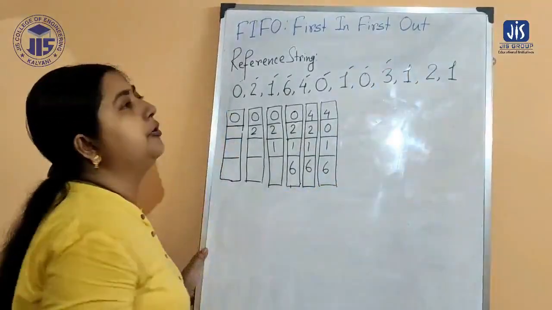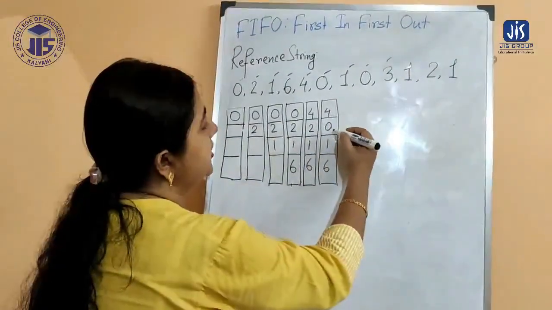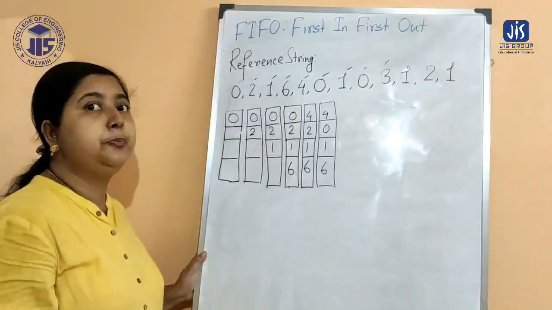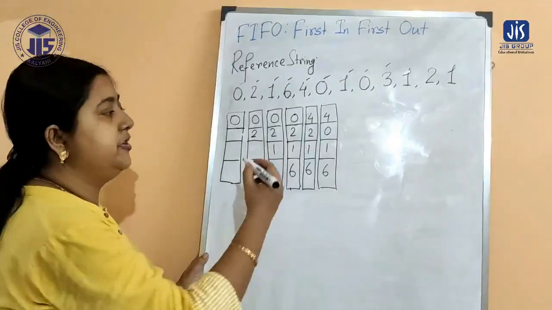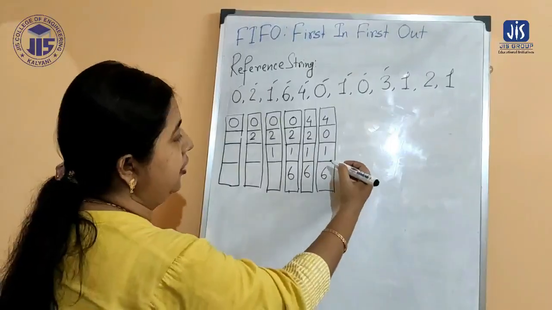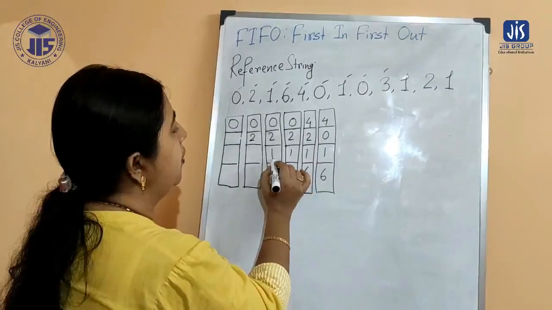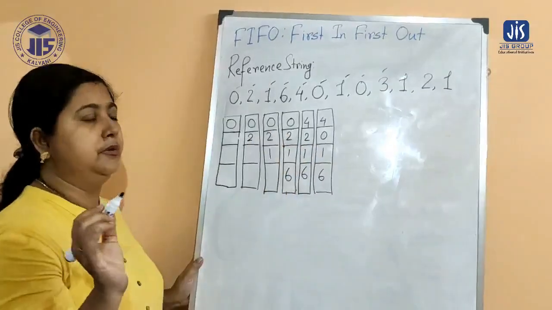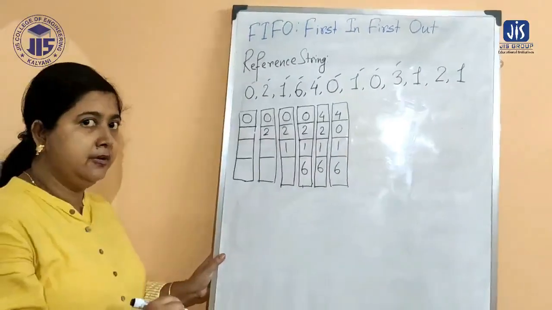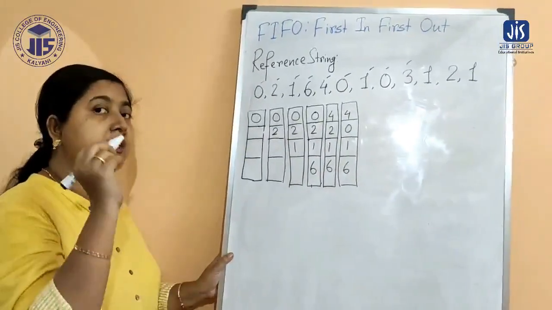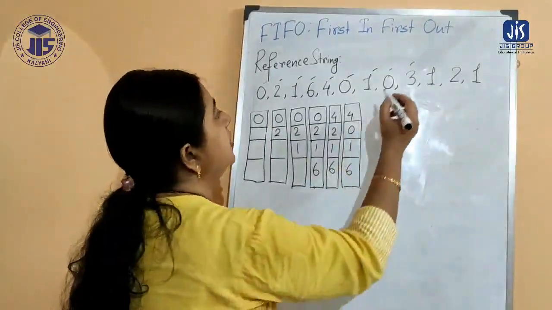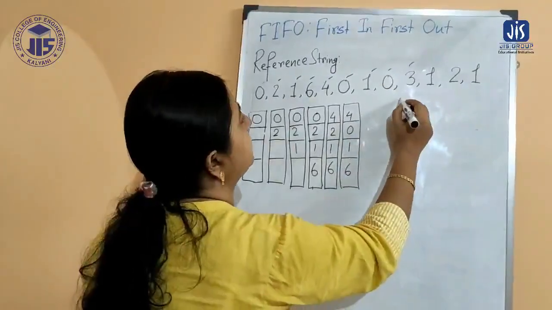Now I am searching for 3. 4, 0, 1, 6. 3 is not in my memory. So which frame is 3 going to replace? Which is the oldest one? Among 4, 0, 1, 6, you can see 1 is the oldest one. So this one is going to be replaced first: the page reference which came in first is going to go out first also. So 3 is going to replace 1.